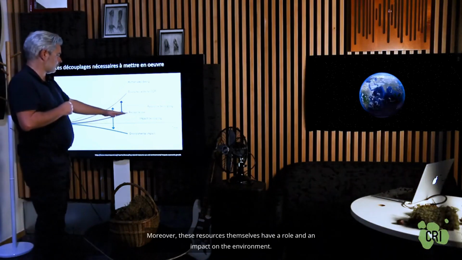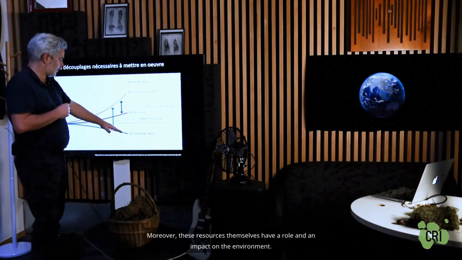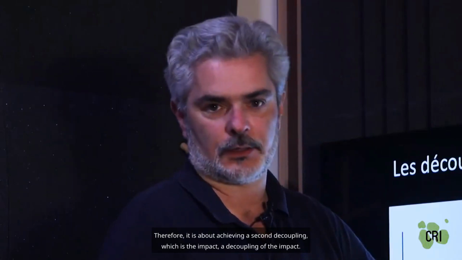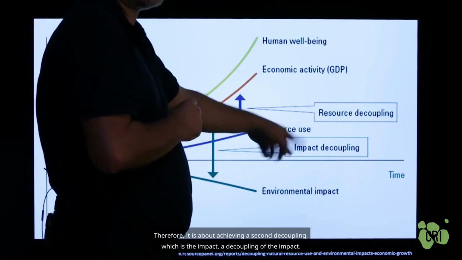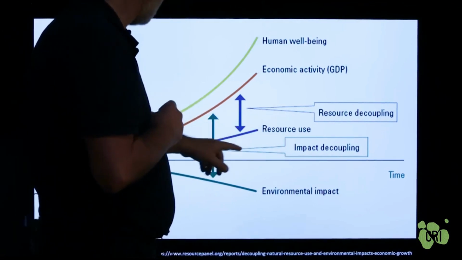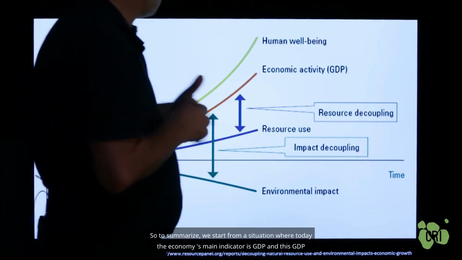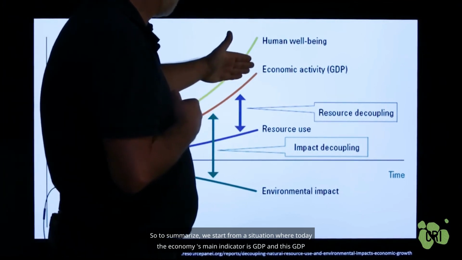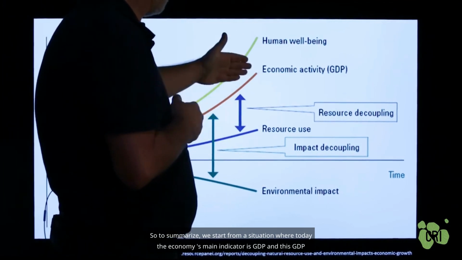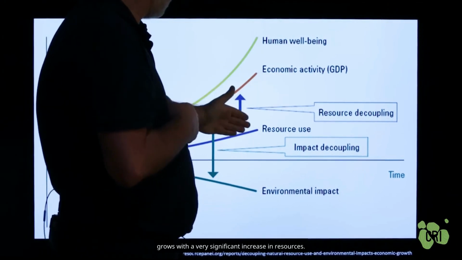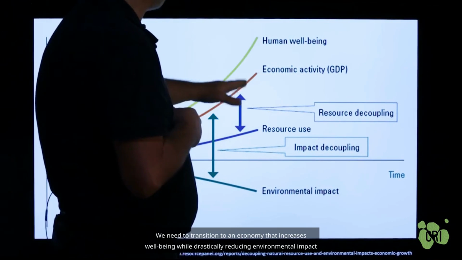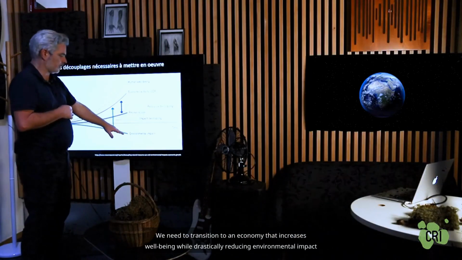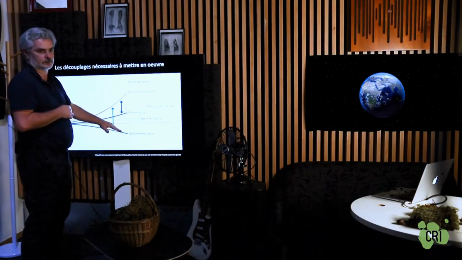Moreover, these resources themselves have a role and an impact on the environment. Therefore, it is about achieving a second decoupling, which is the impact, a decoupling of the impact. So to summarize, we start from a situation where today the economy's main indicator is GDP, and this GDP grows with a very significant increase in resources. We need to transition to an economy that increases well-being while drastically reducing environmental impact.